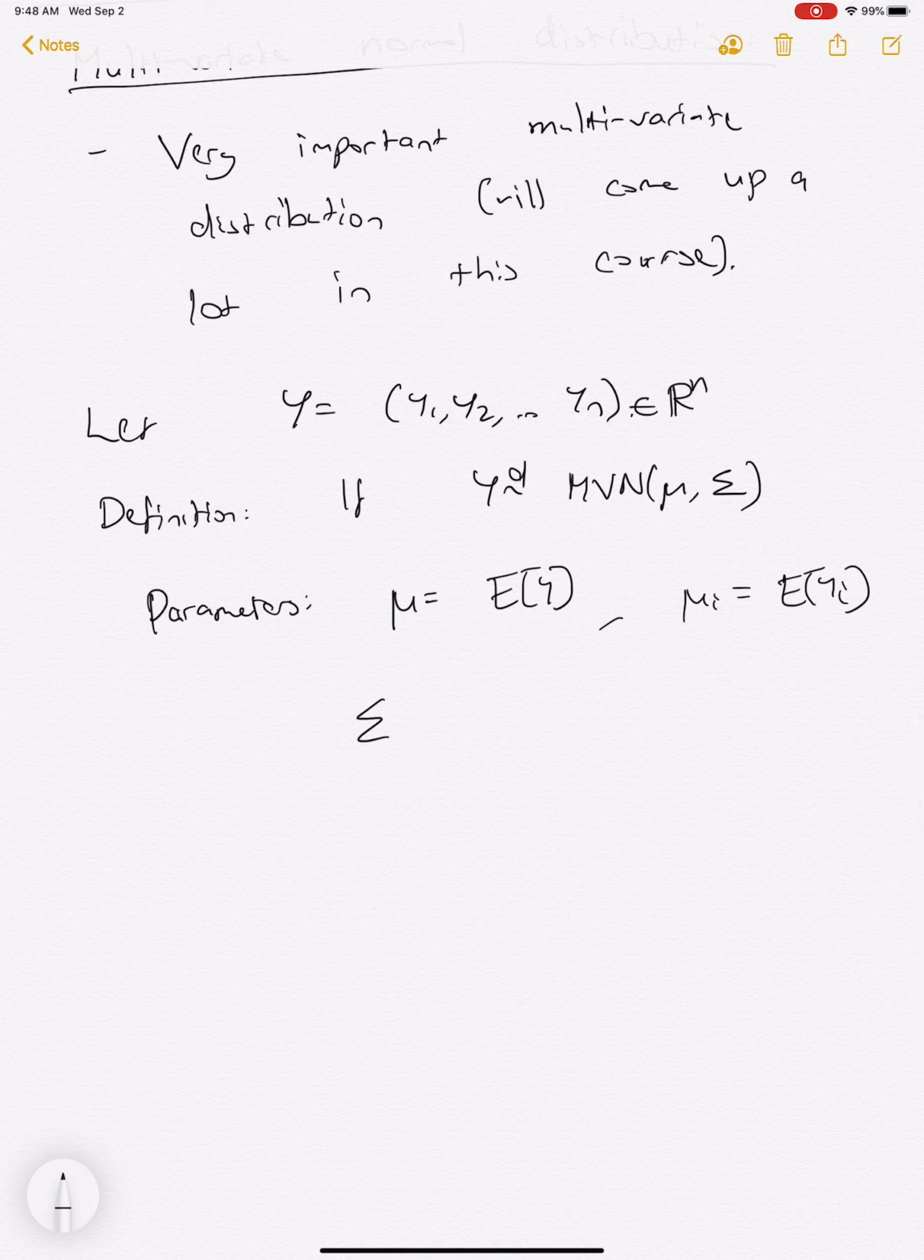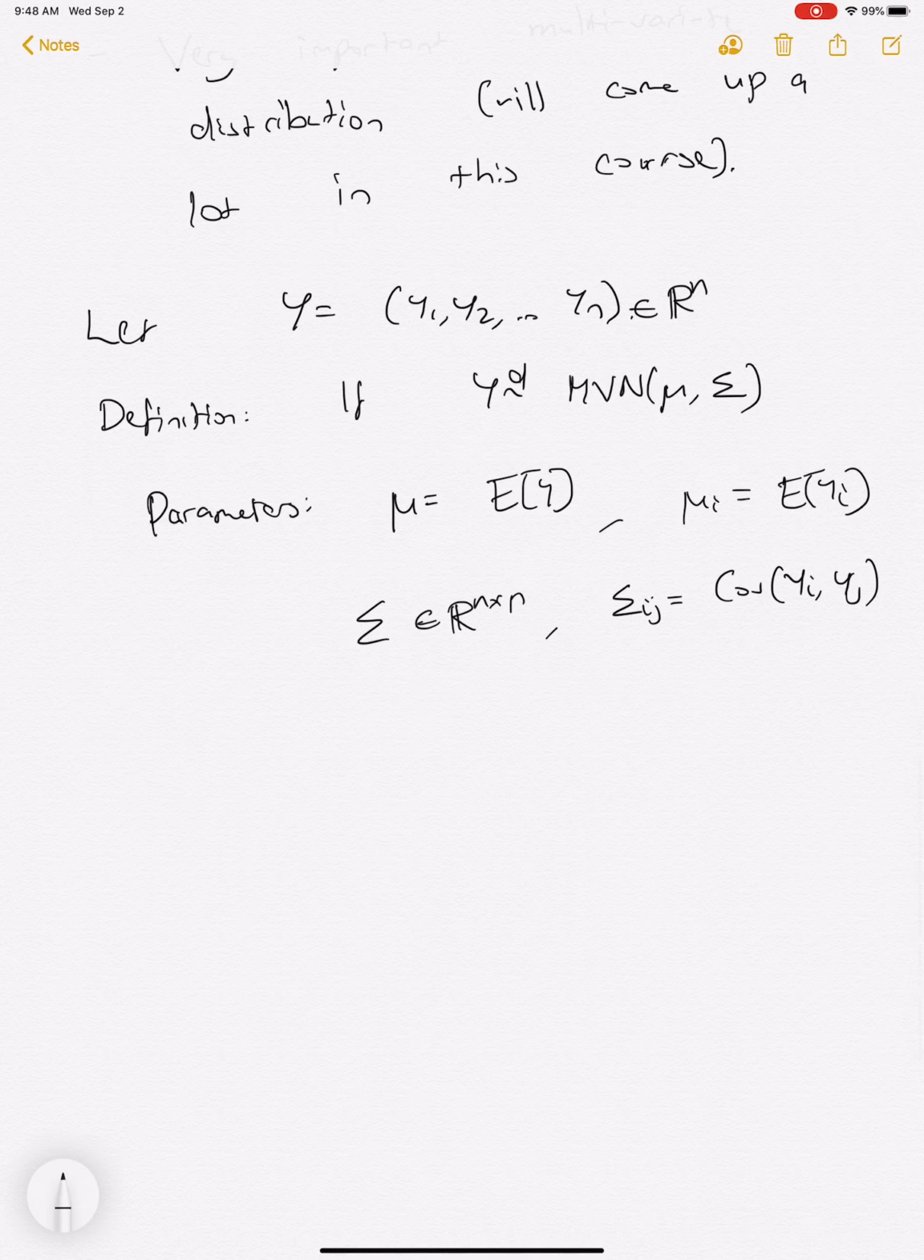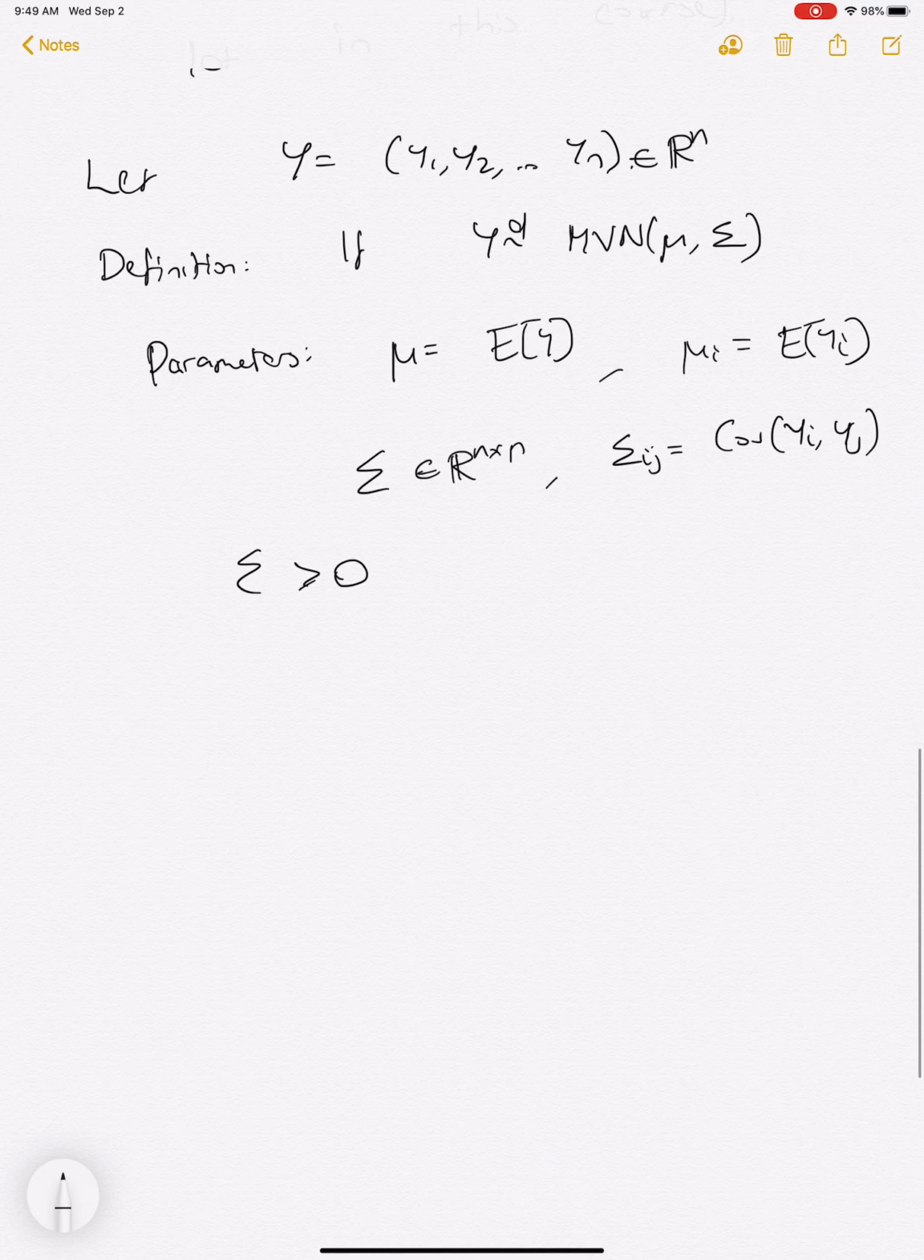And then sigma, which is this n by n matrix, is the covariance matrix. So we can say that sigma ij is equal to the covariance of yi, yj. And we're going to assume that sigma is positive definite. That just means that all of its eigenvalues have to be positive. All covariance matrices have to be positive semi-definite, but to assume away rank degeneracies, we're going to assume that it's positive definite. And this will be a typical property of full rank covariances.